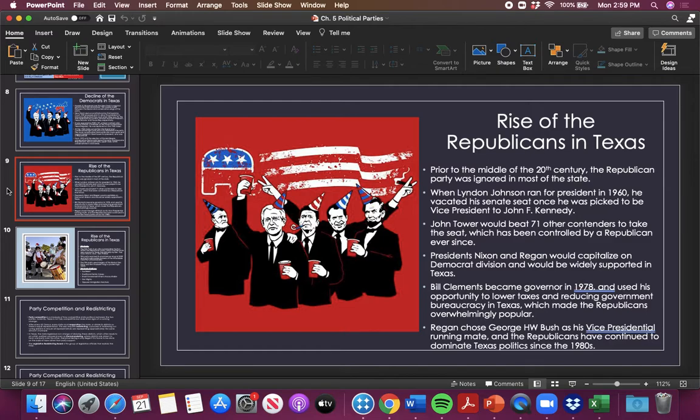Bill Clements becomes governor in 1978, a Republican, and he uses his authority to lower taxes and reduce the size of government and bureaucracy, which makes Republicans really popular in Texas. Reagan chooses George H.W. Bush as his vice president, who is a Republican from Texas. And so by the 1980s, Texas is a Republican state.